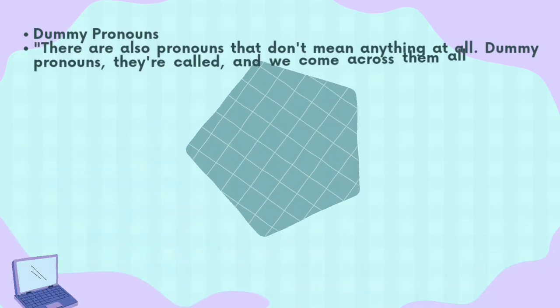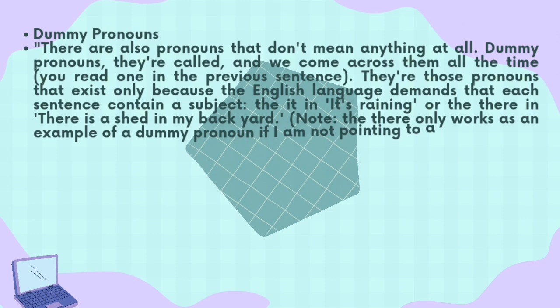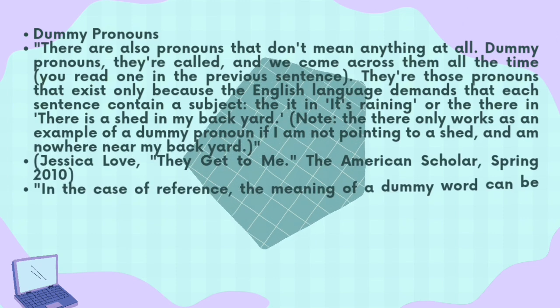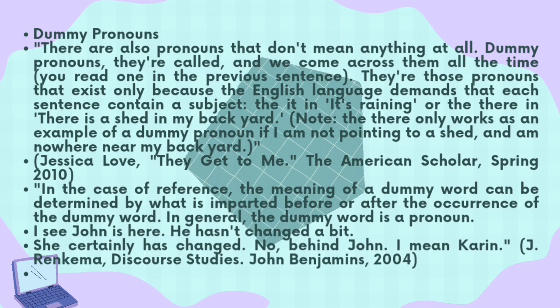Dummy pronouns. There are also pronouns that don't mean anything at all. Dummy pronouns, they're called, and we come across them all the time. You read one in the previous sentence. They're those pronouns that exist only because the English language demands that each sentence contain a subject, be it the "it" in "it's raining" or the "there" in "there is a shed in my backyard." Note, the "there" only works as an example of a dummy pronoun if I am not pointing to a shed and am nowhere near my backyard. Jessica Love, They Get to Me. The American Scholar, Spring 2010.